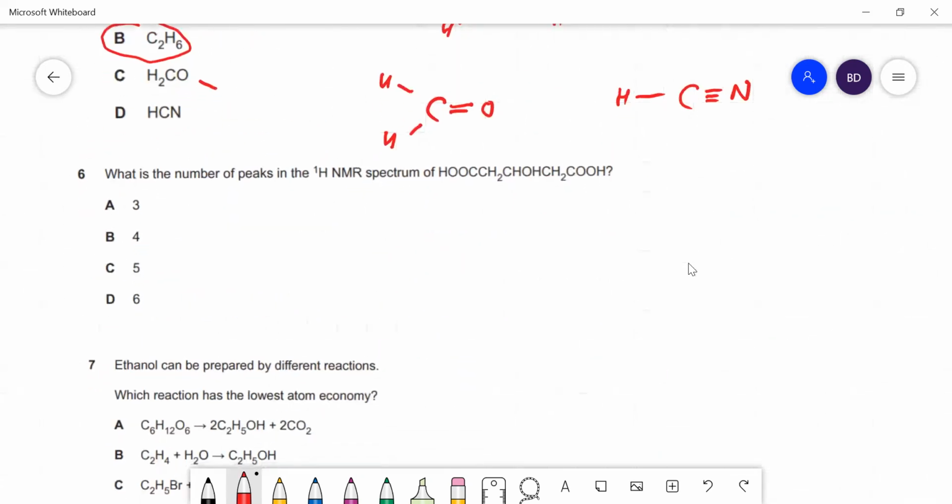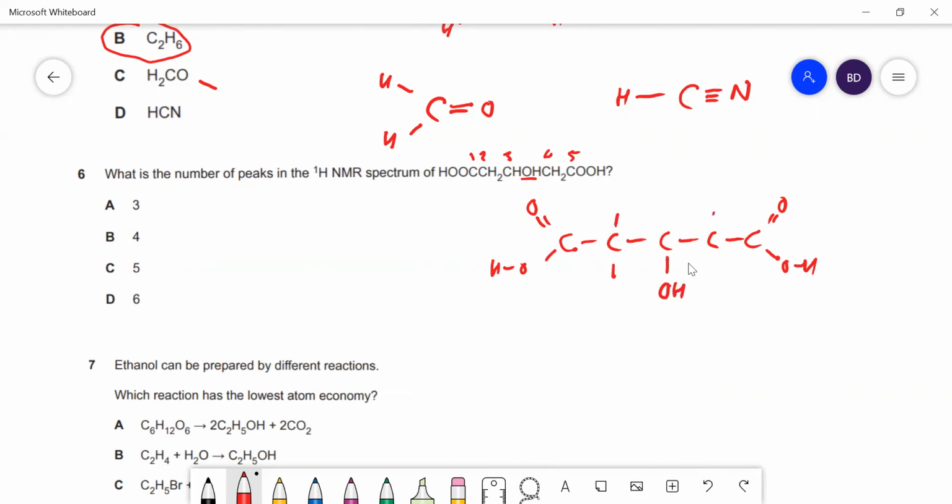The number of peaks in the 1H NMR spectrum of that compound. So to avoid making mistakes, it's always a good idea to draw these out and number the carbon atoms. 1, 2, 3, 4, 5. It's 5 long. You've got a carboxylic acid on each end, and you've got an OH attached to carbon number 3.